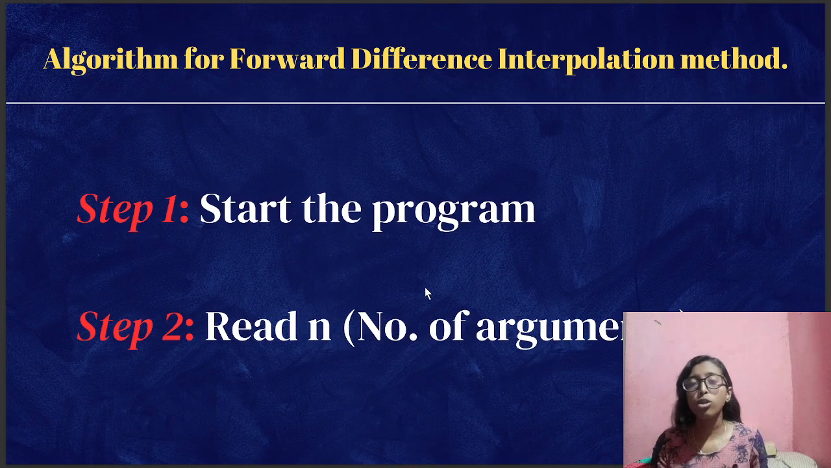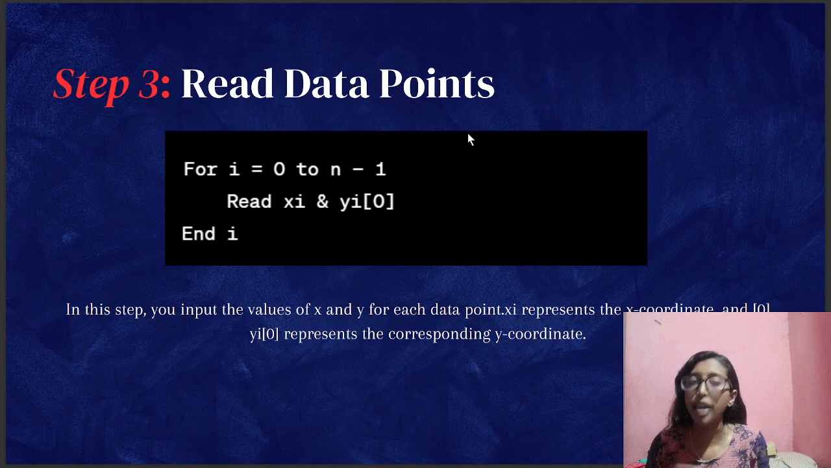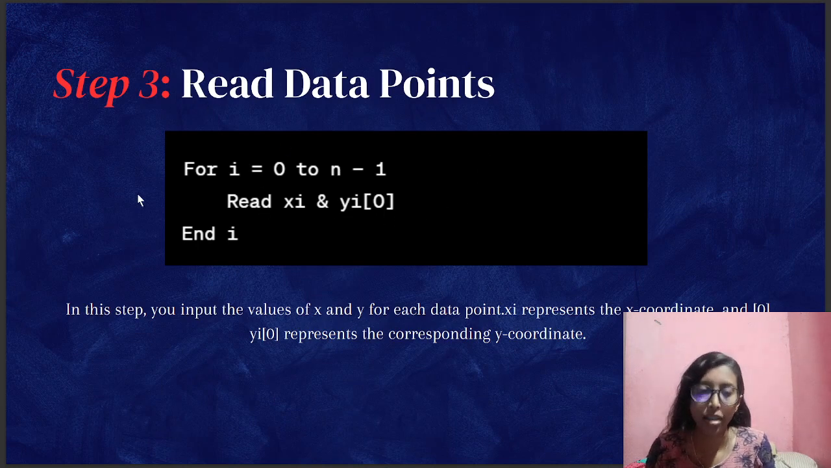Step 1. As we all know, we start every algorithm with step 1 as start and the last step as stop. So step 1 is to start the program as usual. Now the second step is to read n. Here n means the number of arguments. Now the third step is to read the data points. Here in this box you can see how the data points have to be read. In this step you input the value of x and y for each data point. That is, here xi represents the x coordinate and yi[0] represents the y coordinate.